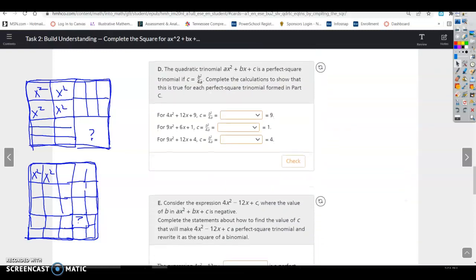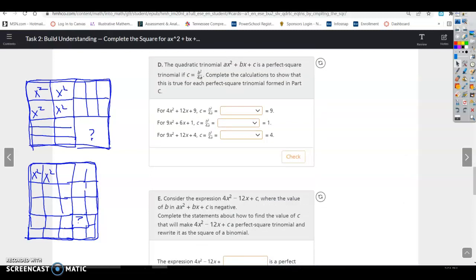The quadratic trinomial ax squared plus bx plus c is a perfect square trinomial if c equals b squared over 4a. Complete the calculations to show that this is true for each perfect square formed in part C. All right, so we're going to look, remember, you've got ax squared plus bx plus c. So for the first one here, a is 4, b is 12, and c is 9.